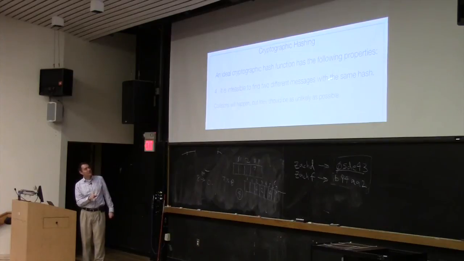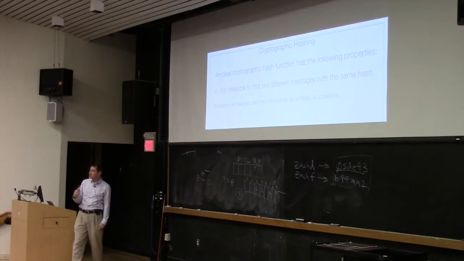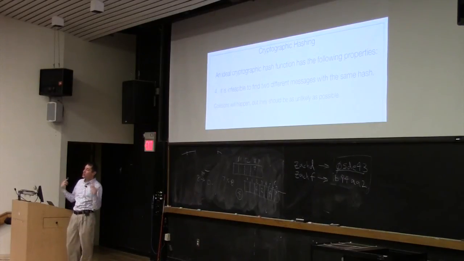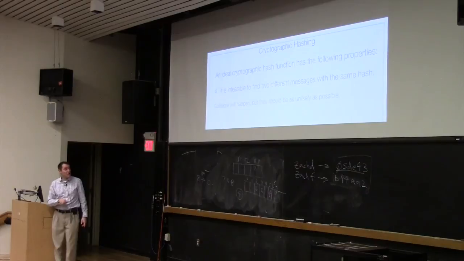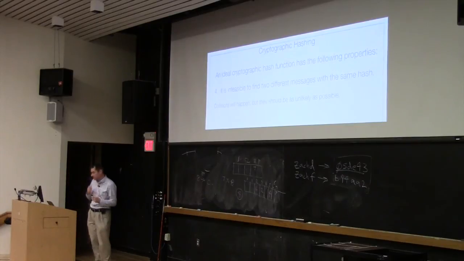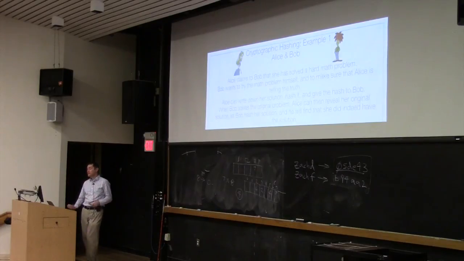It's infeasible to find two messages with the same hash. In other words, you want to have very, very few collisions. We already saw that it's going to be impossible to have no collisions, but having few collisions is likely given the way we build these functions. So that's interesting. All right, let's look at some examples.